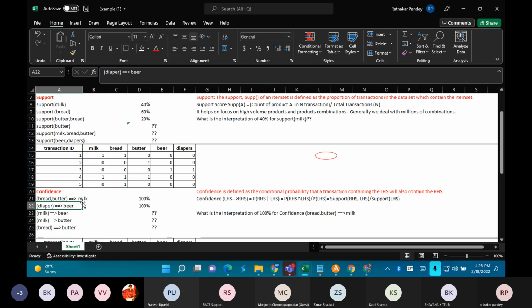Tejashwini, one more for you. What is the line number 24? What is the left? What is the right? Line number 24. What is on the left? Butter is right. You're right. Correct. Butter is right. Milk is left. We will calculate for how many times milk and butter together were bought. That's correct.